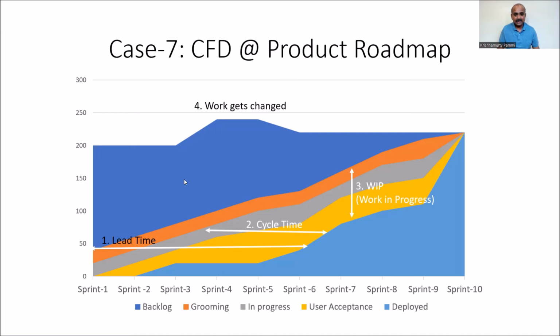So if you see here, there will be pressure on the product owner. How come these stories can be in backlog status? I have to convert them into grooming or ready for development status as soon as possible.